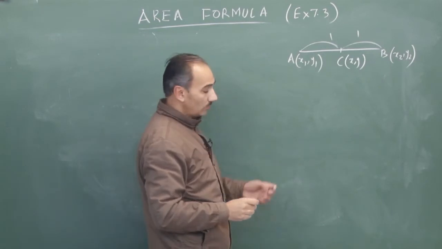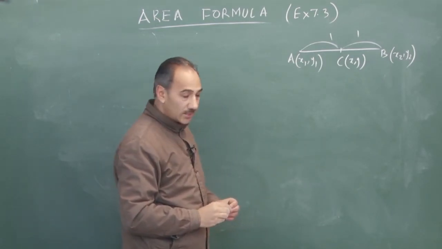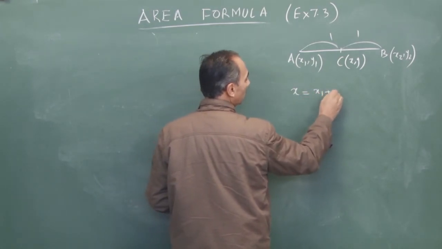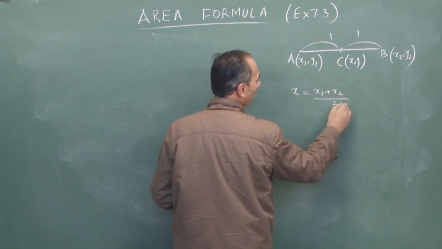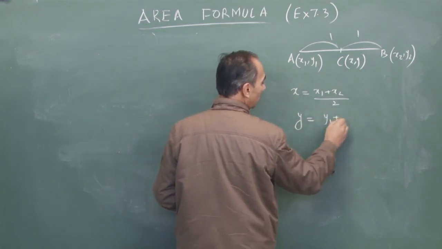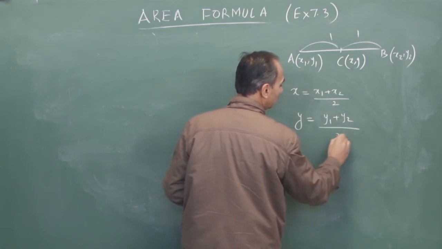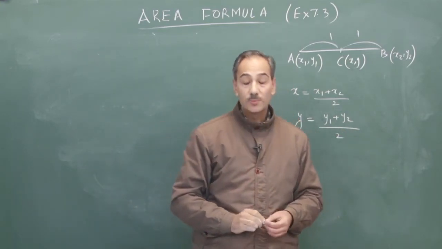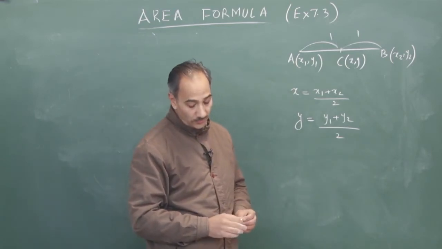Now, last time we discussed that the x coordinate of the midpoint will be the sum of the x coordinates of the endpoints upon 2, and the y coordinate of the midpoint will be the sum of the y coordinates of the endpoints upon 2. So we'll apply this formula to question number 3, because this is based on midpoint. Midpoint formula is to be used.